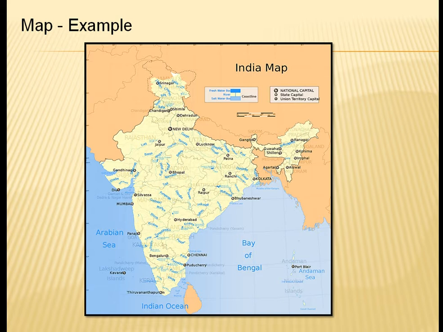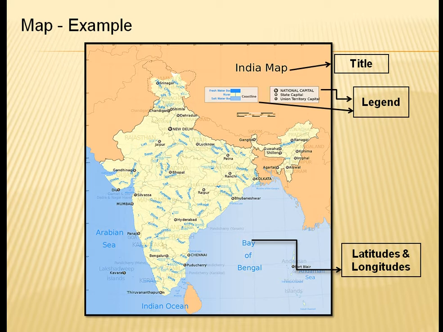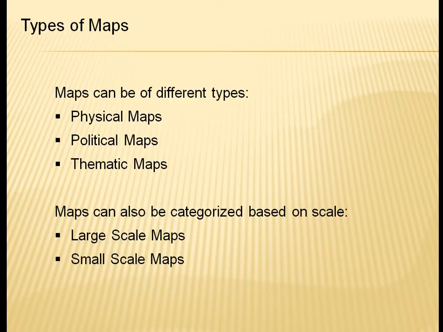This is the outline political map of India. First, the title should be there, right? Next, legends. This is there. The next, longitudes and latitudes. Okay. Scale is given there. Color. Right. Next, we are going to understand the types of maps.